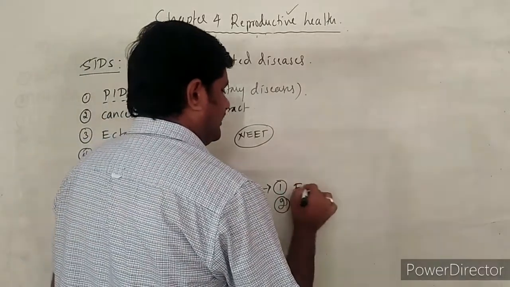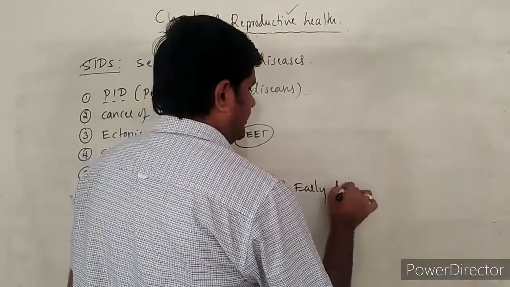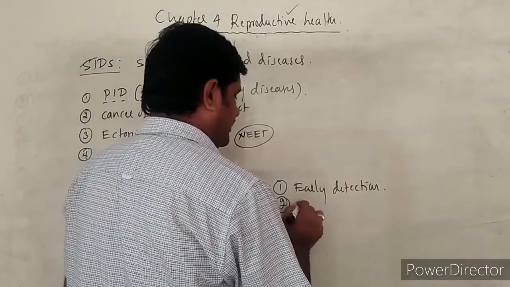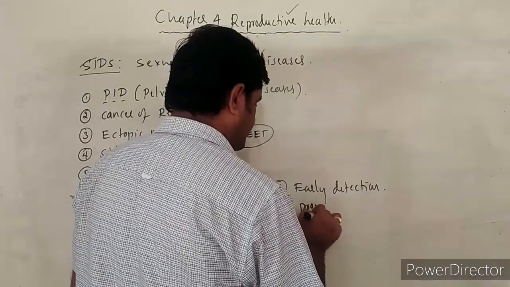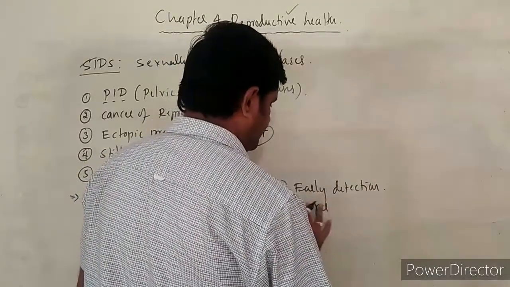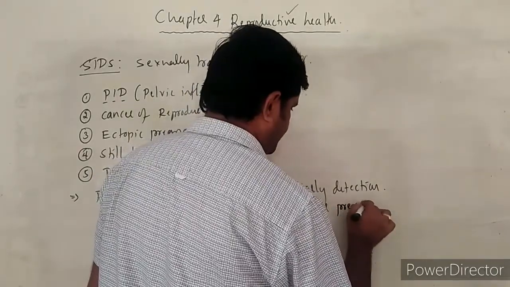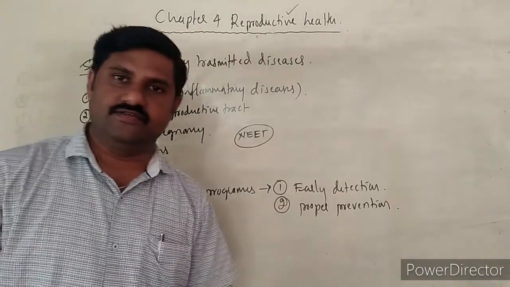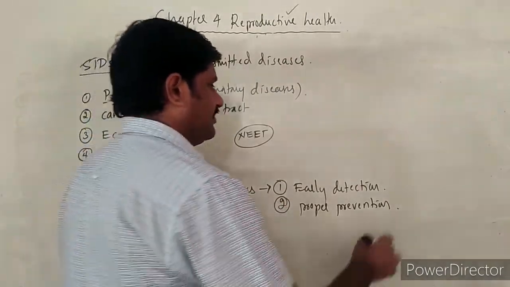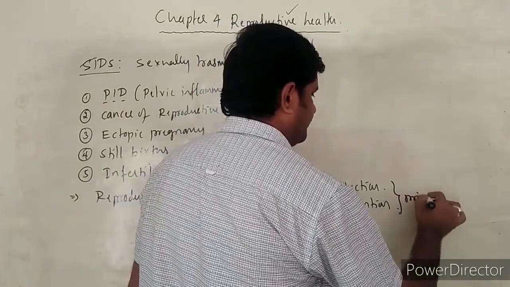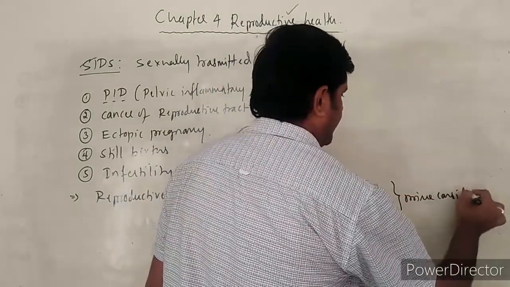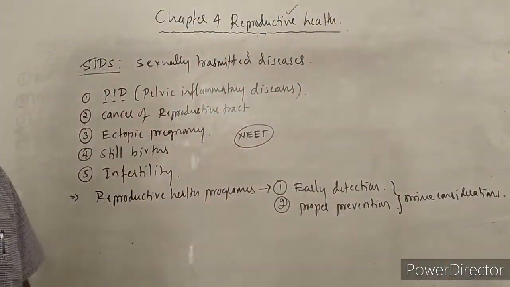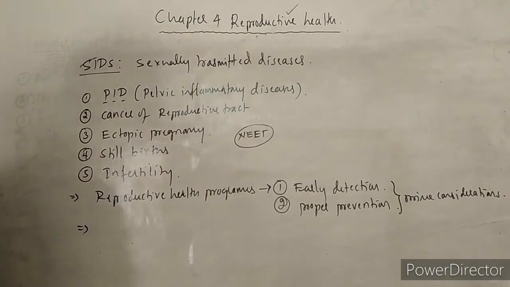First one is early detection. Early detection of the disease is a prime consideration, and second one is proper prevention of these diseases. So these two are said to be prime considerations, right? So this is also one of the NCERT points we have to remember, right?